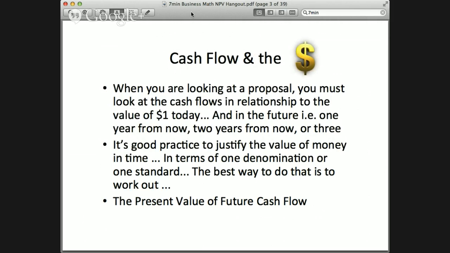So, cash flow and the dollar. When you're looking at a proposal, let's say you needed to buy something for your business or invest in some way, you must look at the cash flows in relationship to the value of the dollar today, and also the dollar in the future. So 1, 2, 3, or 4, 5 years from now, whatever time frame you're looking at. It's good practice to justify the value of money you're investing over time. You want to look at one denomination or one standard, and we do that through these cash flows, present value and future value cash flows. So that's the best way to work it out.